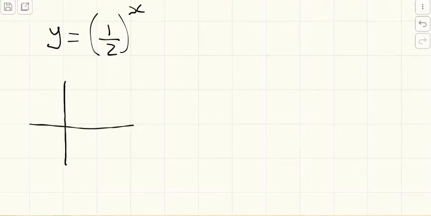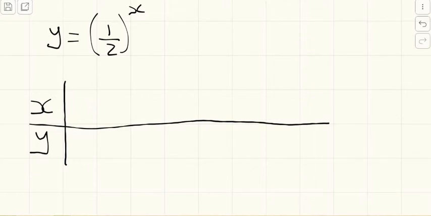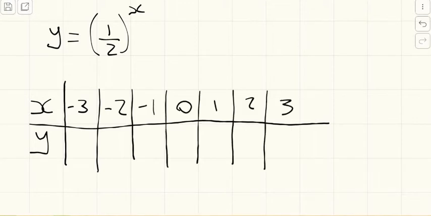So we have our table of values here, and we have x and y. Again, we're going to go from -3 up to 3, just so that we get an idea of what it might look like. Okay, so here is our table of values. And from here, let's start evaluating what y would be.